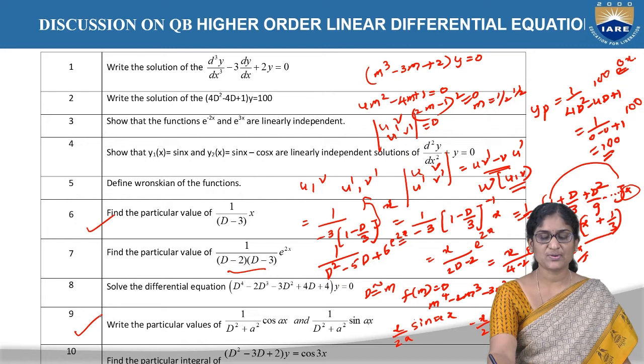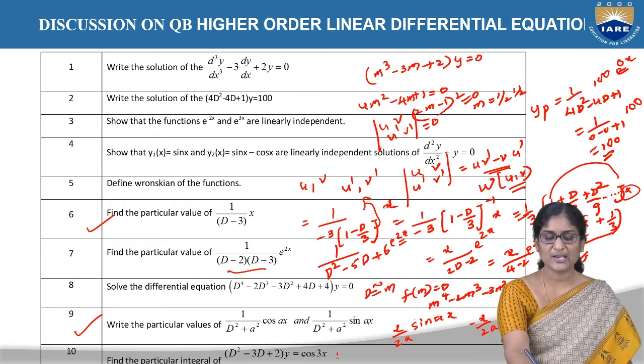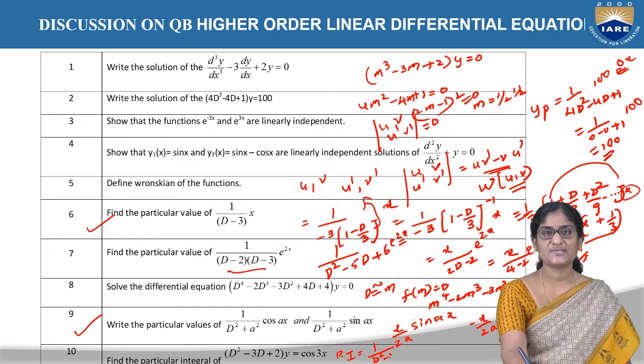Now the next question. Find the particular integral of (d square minus 3d plus 2) into y is equal to 0. He asked only the particular integral. So the particular integral for this question is given by 1 by (d square minus 3d plus 2) into cos of 3x. So wherever d square is there, we can substitute minus 3 square.